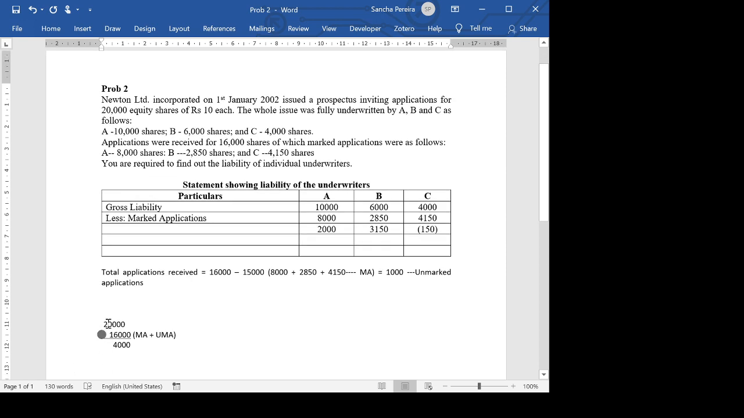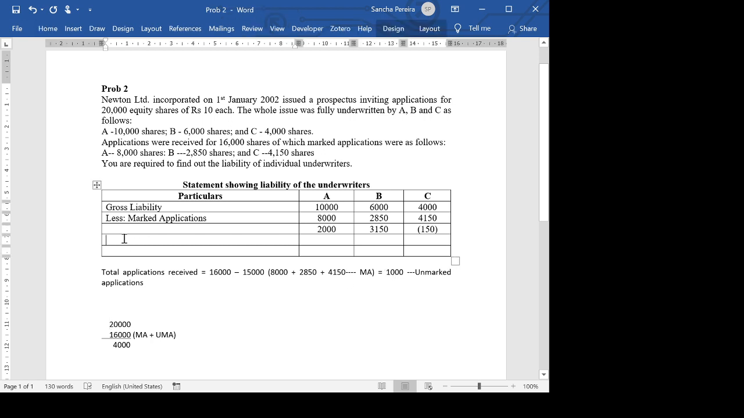See, what we are doing here, we started with the gross liability. Look at the small note that I put. We started with the gross liability. This is just an elaborate version of it based on each underwriter. Then we are minusing the total applications. Right now, what we have minused here are the marked applications. We also have to minus the unmarked because it's 16,000. What we have minused here is only 15. We still have to minus this 1.